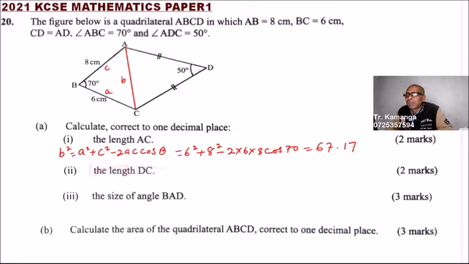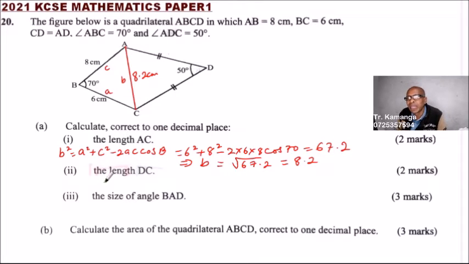We are told to 1 decimal place, and since I'm getting 67.16, we can say 67.2. That is B squared, implying that B is equal to the square root of 67.2, and I'm getting 8.195. So to 1 decimal place, I'll say it is 8.2. So this is 8.2 centimeters. So that's how you get the AC.